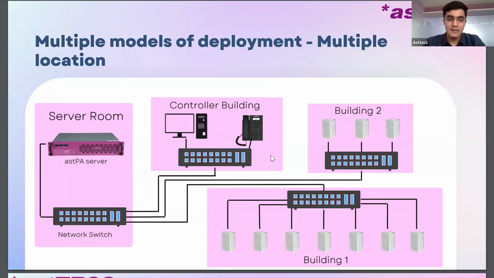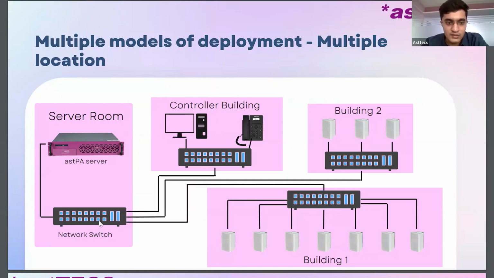Now, in this case, since it's multiple buildings, you can see in building 1 there are 7 speakers. You would not want to have 7 cables running from the server room, which is in another building, to building 1. One, because it's not practical. Two, because it would be expensive. Take a simple calculation. If buildings 1 and 2 had, say, a 50-meter difference, getting a cable from the server room to 7 speakers in building 1 is 350 meters of Ethernet cable.